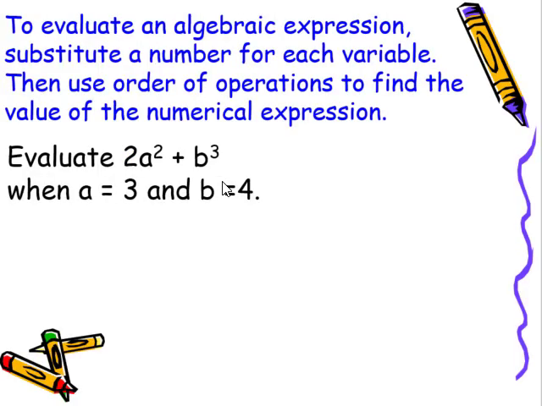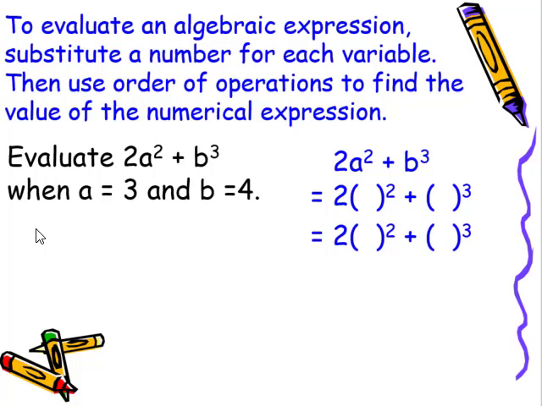To evaluate an algebraic expression, substitute a number for each variable, then use order of operations to find the value of the numerical expression. In this particular case, we have 2a squared plus b cubed. We want to evaluate this when a is equal to 3 and b is equal to 4. So the first step, we write down our expression. We want to rewrite it with parentheses replacing the variables.